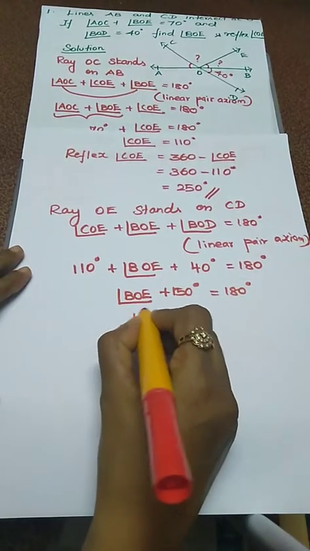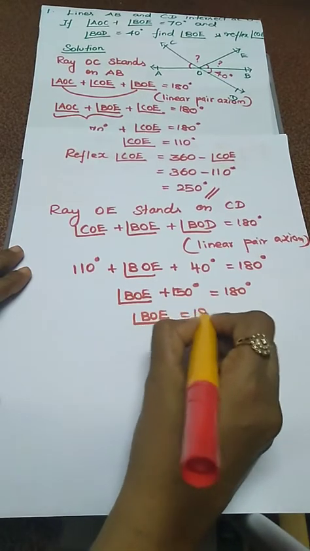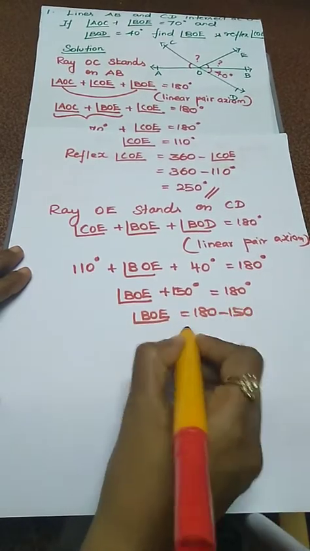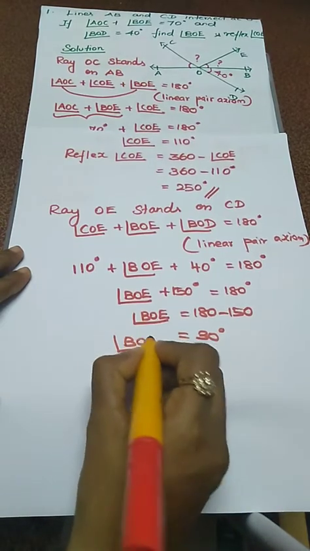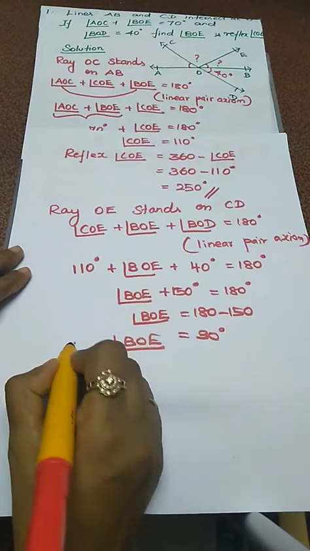So what about angle BOE? That is 180 minus 150 is equal to 30 degree. Therefore angle BOE value is 30 degree.